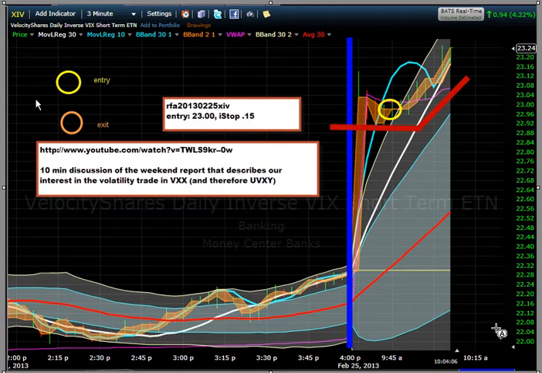25th, 2013. We're going to take a look at a series of three volatility trades, and one of them short volatility XIV, and then two that are long.